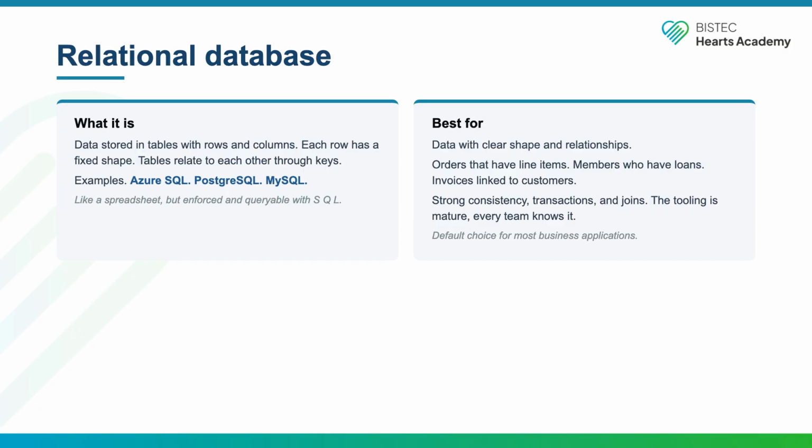Examples: Azure SQL, PostgreSQL, MySQL. Best for data with clear shape and relationships, orders that have line items, members who have loans on books, invoices linked to customers. Anywhere you need transactions, multiple changes that must succeed or fail as a group. This is the default choice for most business applications. When in doubt, start here. Move to something else only when you have a specific reason.